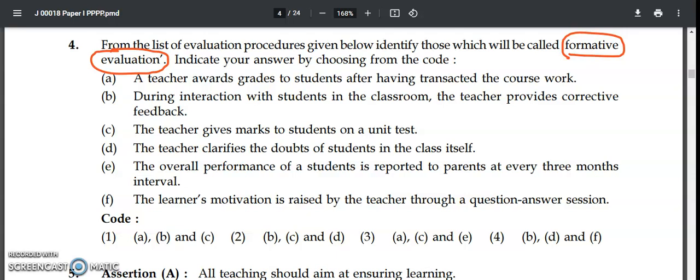So here you may check option A. A teacher awards grades to the students after having transacted the coursework. After transacting the coursework is not at all related to the formative type of evaluation. So remove this option.